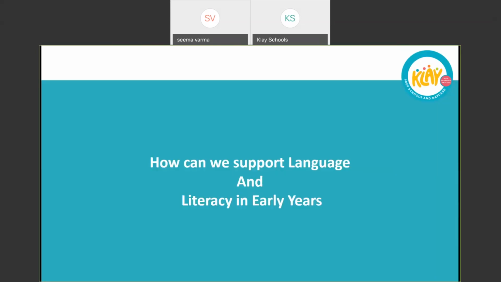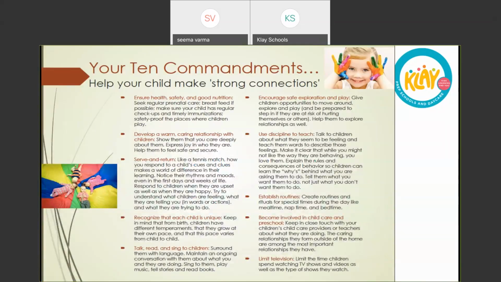So the next slide talks about, so what do we do? How can we support the language and literacy in early years? And this is very, very important. What all can we do with children by supporting them? And this is a question that all of us need to ask ourselves. So again, I would go back to the brain of a child and the context that we have. So here are the 10 commandments that all of us should try and work on so that from the brain perspective, we can help our children make strong connections.